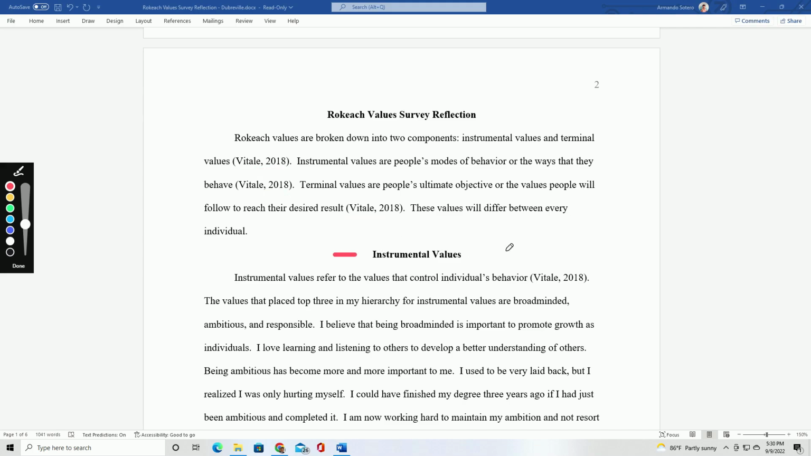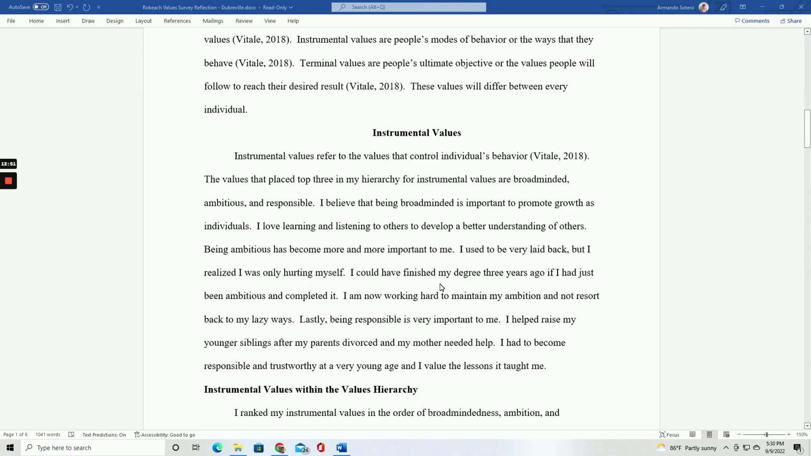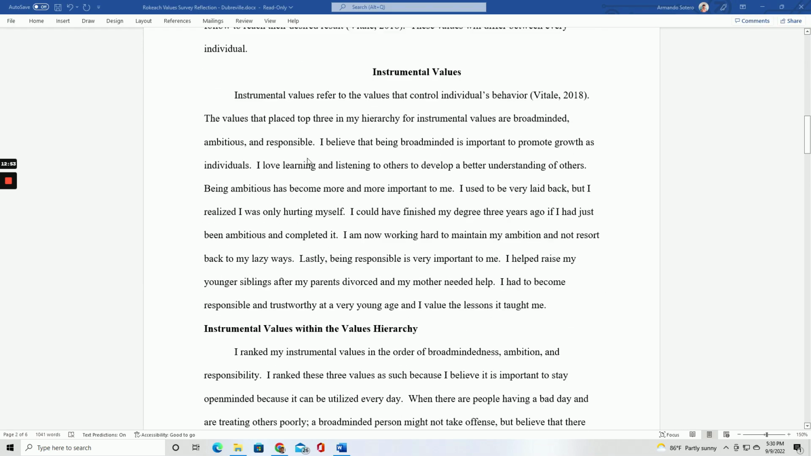Then this student started with their instrumental values. And again, you are referring back to that PDF that you previously completed, and you're choosing the top 3 in both of the categories. Now you're going into the content here. Again, look at the layout. Again, proof of sources in every content section, right?